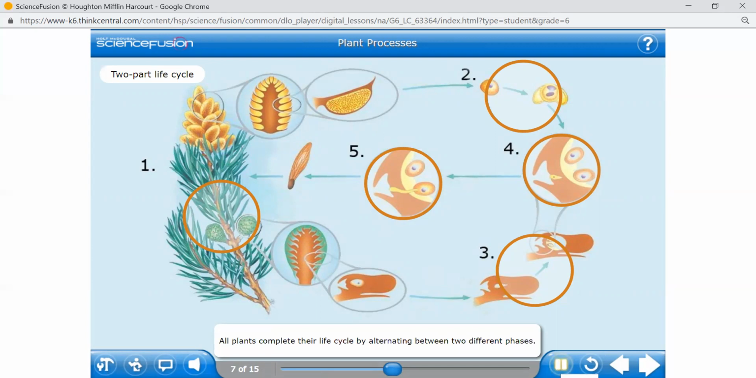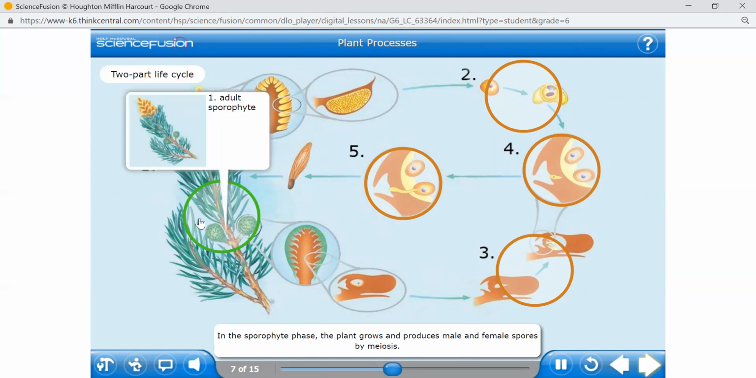All plants complete their life cycle by alternating between two different phases. Click the images in numerical order to learn more about what a plant experiences in each of these phases. I told you both sexual and asexual reproduction starts with the spores and ends with sperm and egg cell. In the sporophyte phase, the plant grows and produces male and female spores by meiosis. Meiosis is a type of cell division in which daughter cells are produced that have half the chromosome number as the parent cell. In seed plants, such as flowering plants, the sporophyte phase is the phase you're likely to be more familiar with.